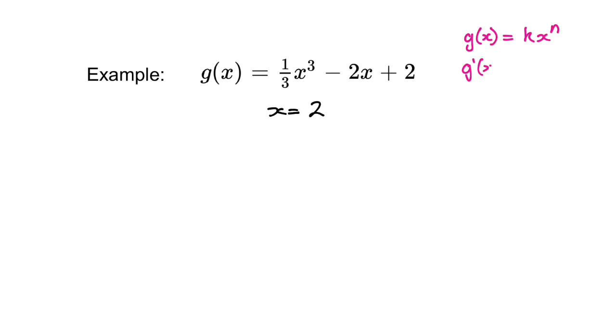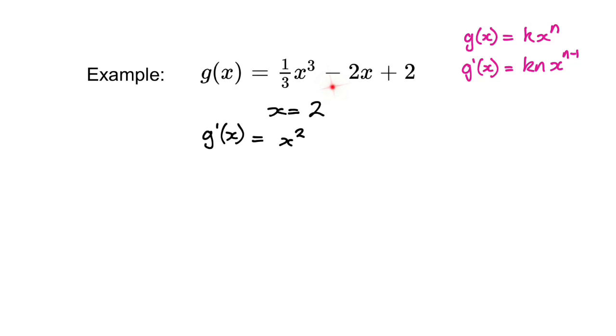and g prime of x is equal to kn x to the n minus 1. Now to find the derivative of g of x, so our g prime of x is going to be equal to the derivative of this part here. So we've got a 3, that'll come down the front, and we'll have 1/3 times 3, which is going to be equal to 1. So we're just left with a 1, which is still there, but we don't write it. Our 3 becomes our 3 minus 1, which is equal to 2.